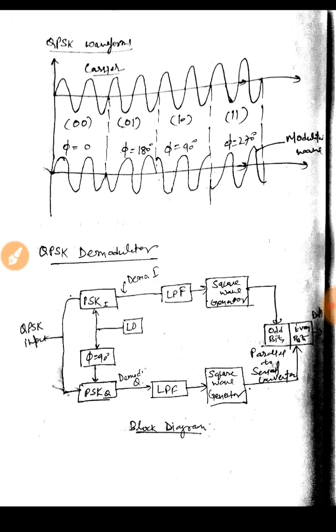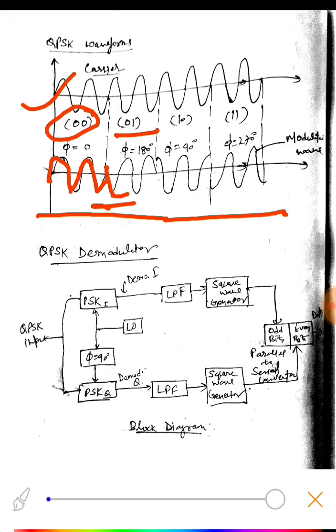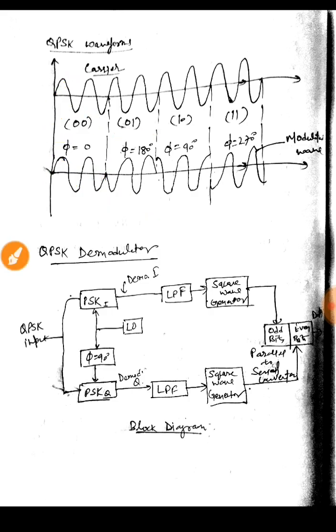Now we have the QPSK waveforms. If this is the carrier signal, the QPSK modulated wave would look like this. If the input is 0 0, then the phase would be shifted by only 0, that is, it remains the same. But if we get 0 1, then there will be a phase shift of 180 degrees. You can see over there is a phase shift of 180 degrees on this line.